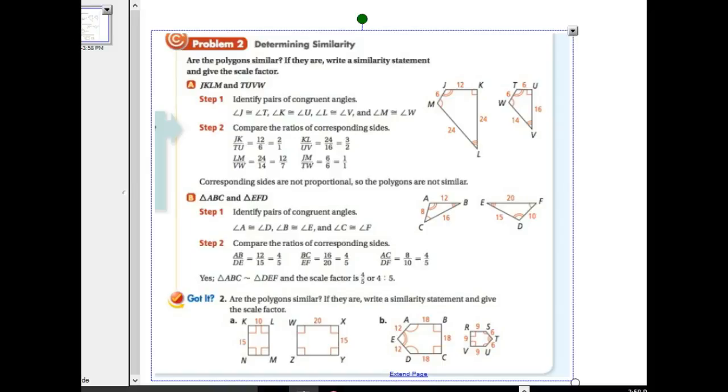All right, problem number 2, we're going to determine whether two particular shapes are similar or not. And then if we are, we're going to write the similarity statement. So the two pictures we have in A are JKLM, which is the bigger one, and TUVW, which is the smaller one. Now, step 1 is like we did earlier in problem number 1. We're going to identify the pairs of congruent angles.